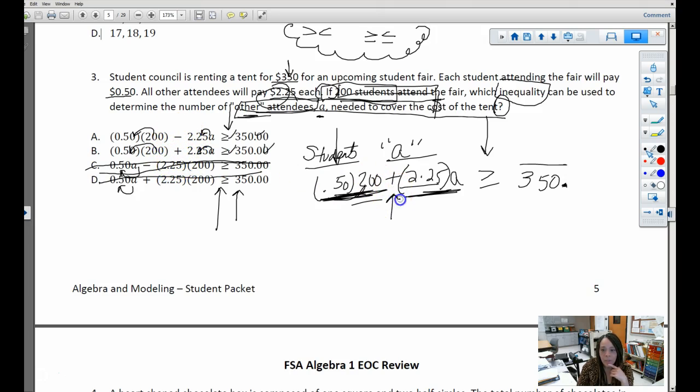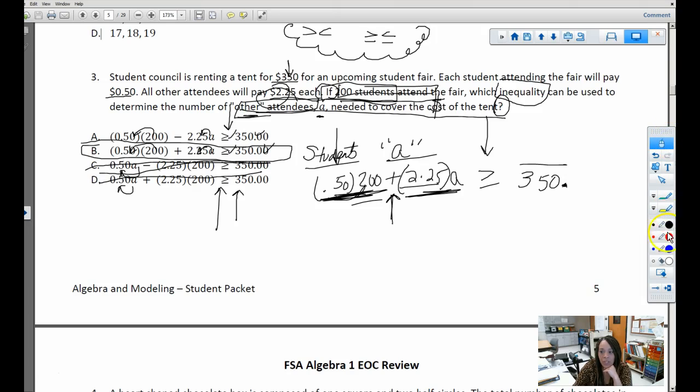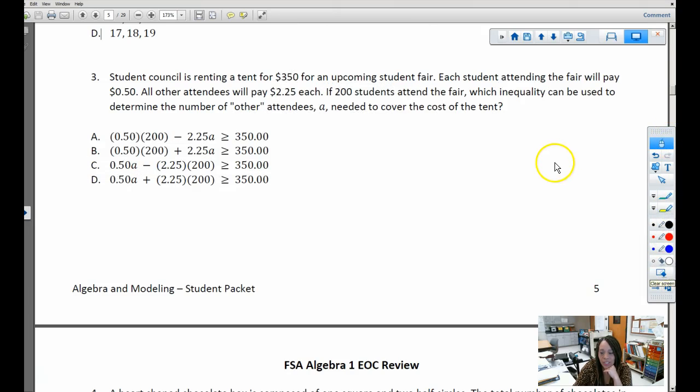In this example, we had to add the attendees together to get the total amount coming in so that I know if I can pay for that tent. So in this one, answer choice B is your correct answer choice, and that is your reasoning for how to get through that. Okay? So those were 3 questions that you will most likely encounter something of that sort on your Algebra 1 EOC coming up soon.